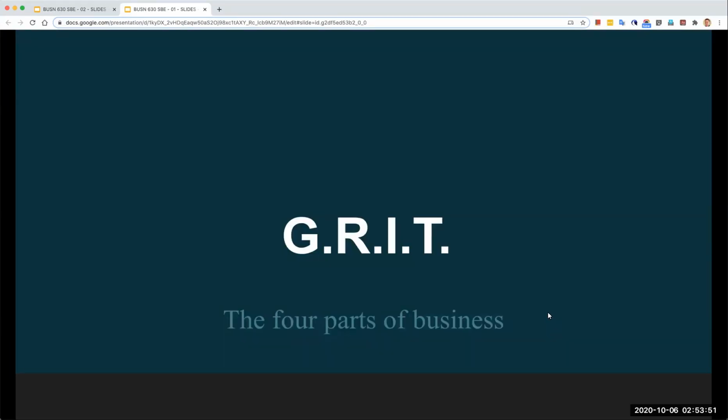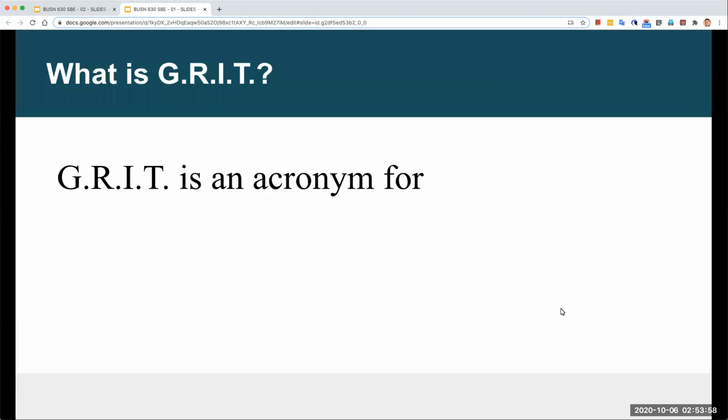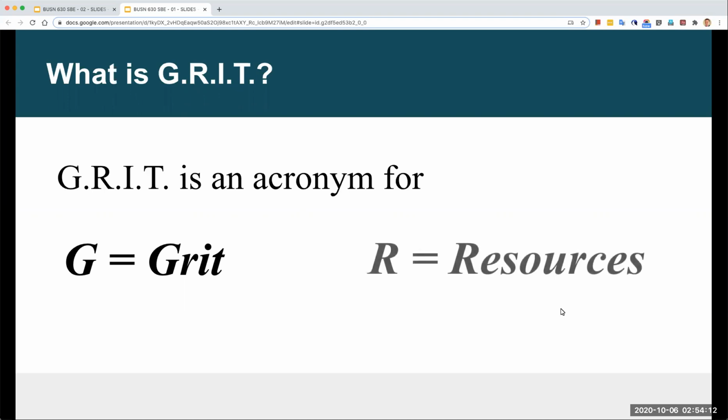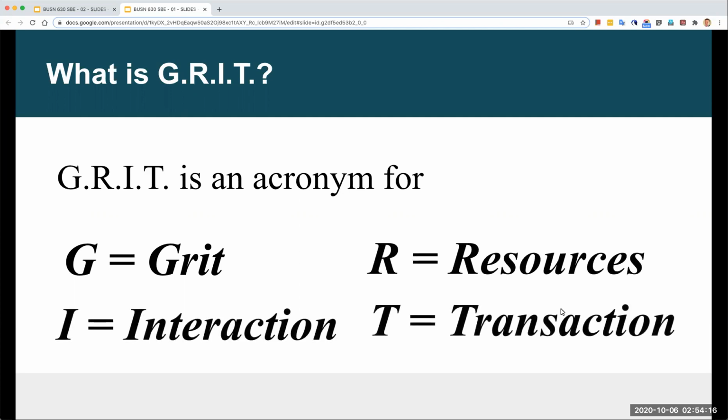G.R.I.T, an acronym that designates the 4 parts of business. Let's take a look at the G.R.I.T model. Spelled out, G.R.I.T is an acronym for G equals grit. Curiously enough, we'll explain what G.R.I.T means in a moment. R equals resources, I equals interaction, and T equals transaction.